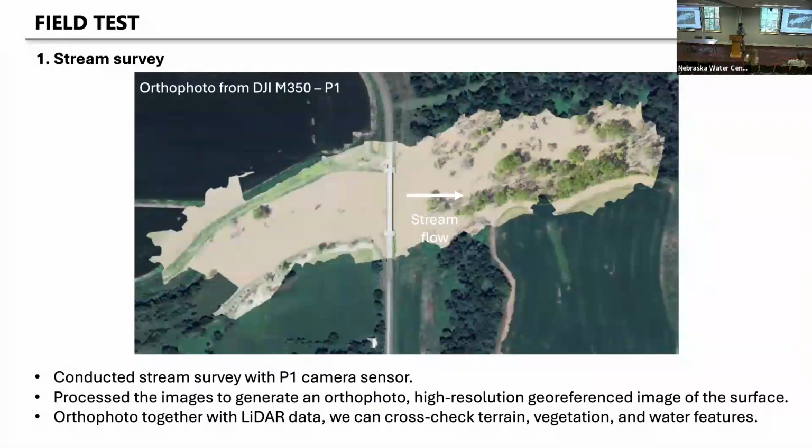And we also used the P1 camera sensor to get the orthophoto. We process the images to get the orthophoto. An orthophoto is a high resolution georeferenced image of the surface. We are going to use the orthophoto together with the LiDAR data, so we can cross-check whether the data is true or not.